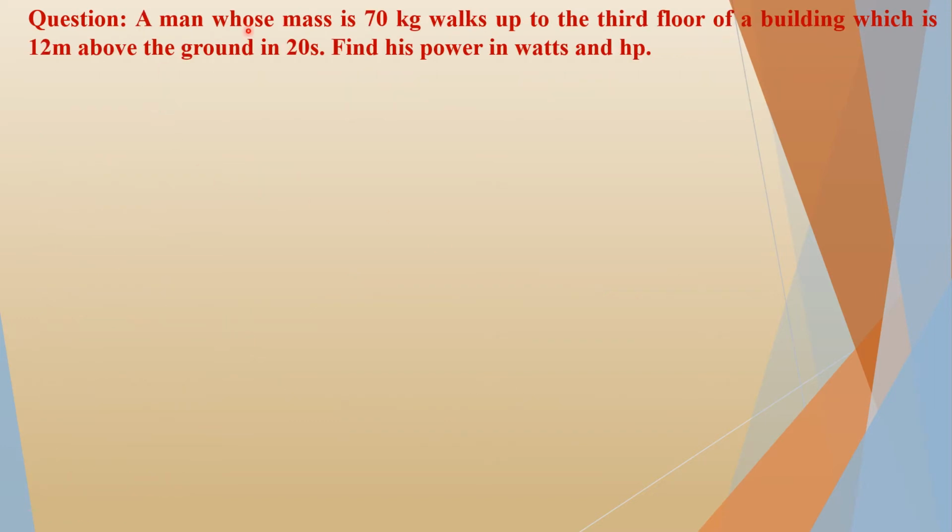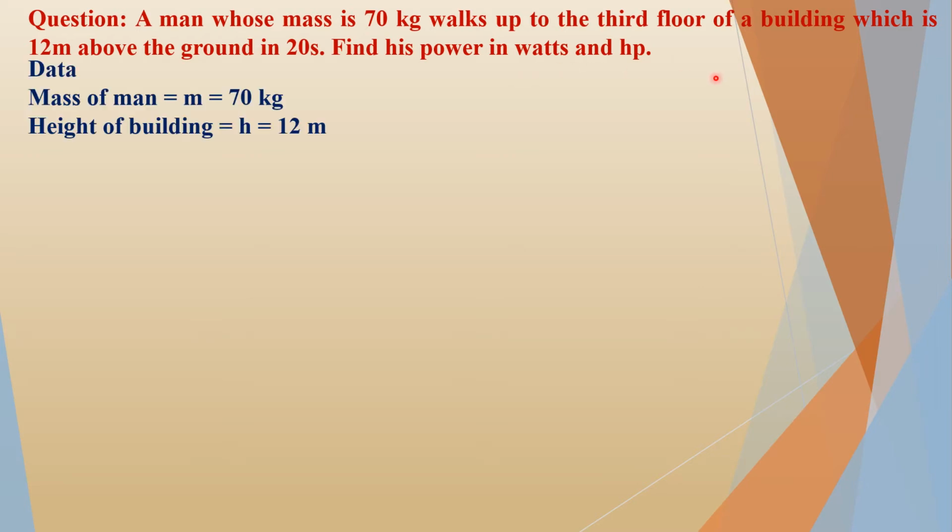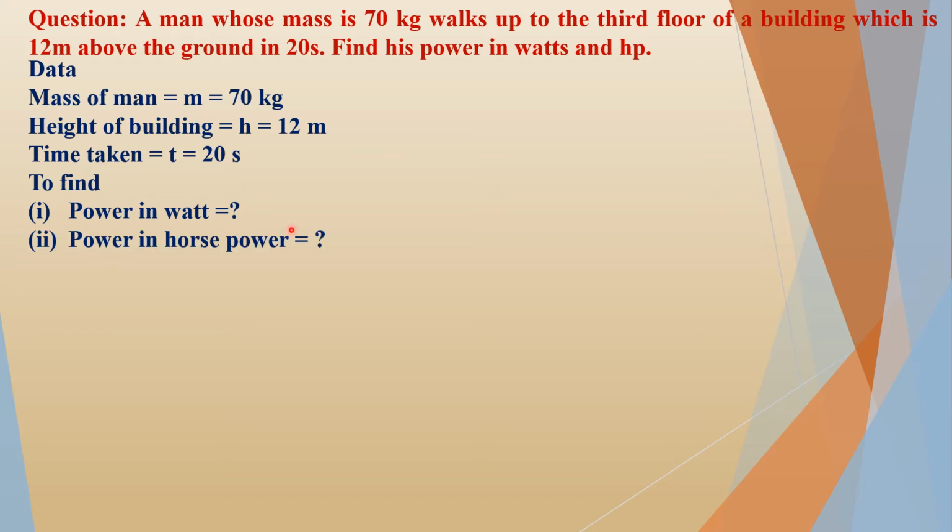Question: A man whose mass is 70 kg walks up to the third floor of a building which is 12 meters above the ground in 20 seconds. Find his power in watts and horsepower. Data: Mass of man is equal to 70 kg. Height of building h is equal to 12 meters. Time taken t is equal to 20 seconds. We need to calculate power in watts and power in horsepower.